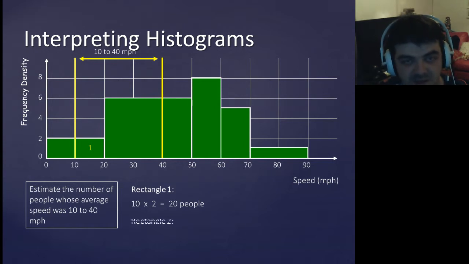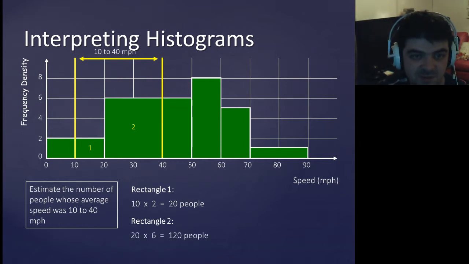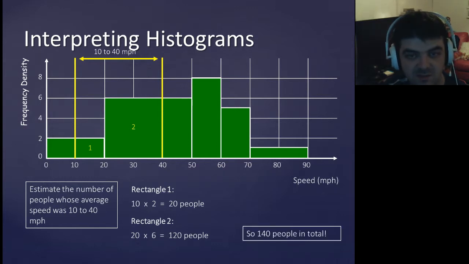Similarly, in the next rectangle, rectangle 2, it's a width of 20, which is 20 to 40, multiplied by 6. And that's 120. So if I'm estimating the number of people whose average speed was 10 to 40, I would get 20 plus 120 gives me 140.